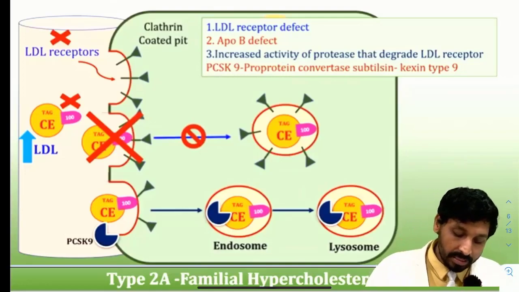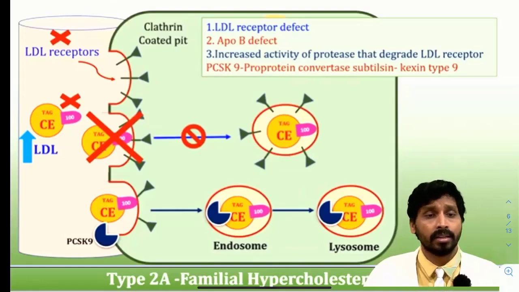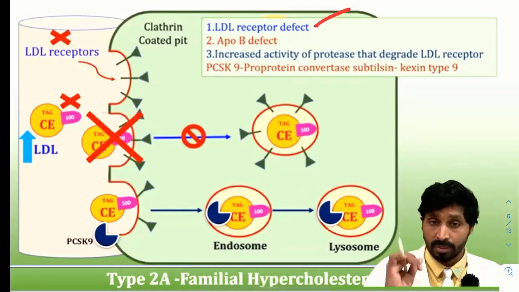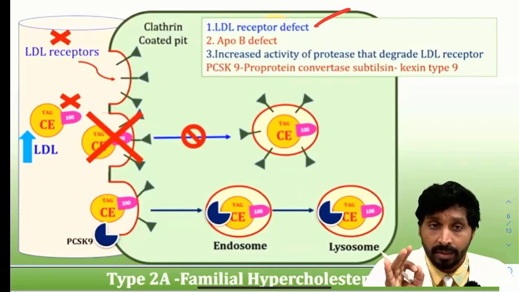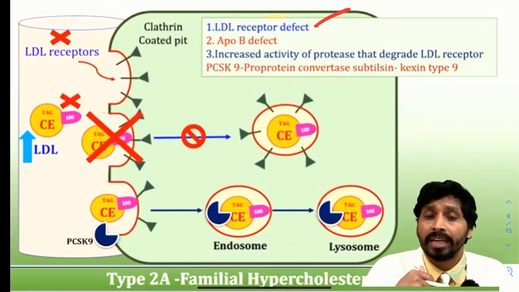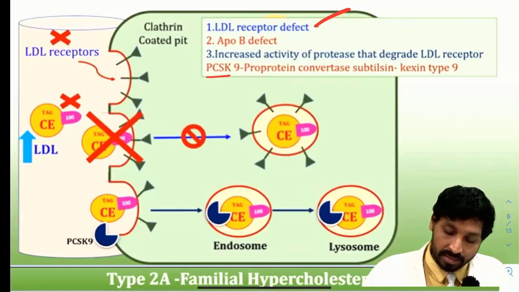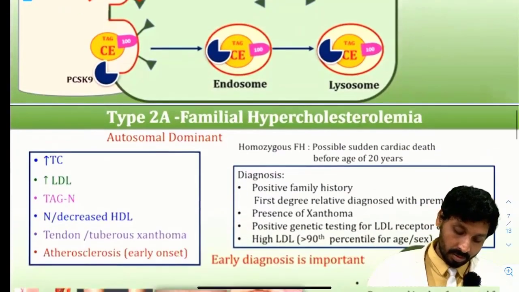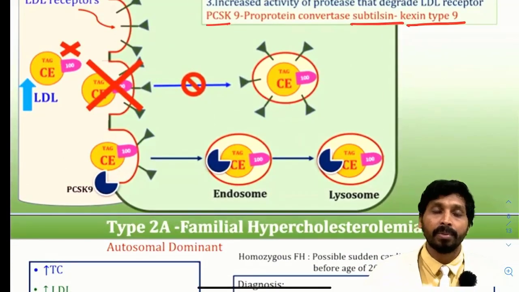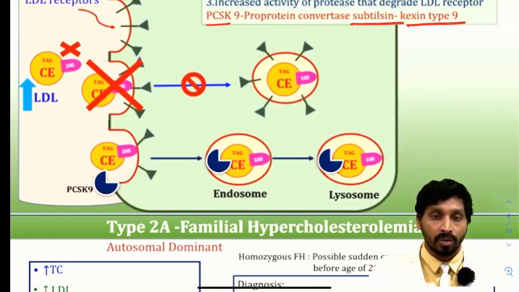So these clathrin coated pits on the tissues will recognize only the LDL receptors. If LDL receptors are not there, clathrin coated pits cannot recognize LDL. So LDL receptor defect is the first main reason for familial hypercholesterolemia type 2A. Other causes are ApoB defect, increased activity of the protease that degrades LDL receptor, and PCSK9, proprotein convertase subtilisin kexin type 9, which inhibits the formation of LDL receptors. As cholesterol cannot enter the cells, high levels of cholesterol build up in the circulation, and that too in LDL, which undergoes oxidation to form foam cells.